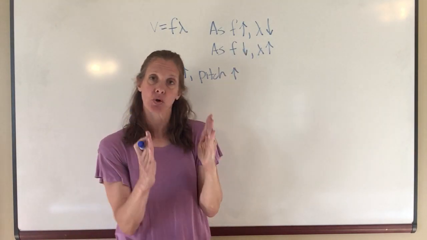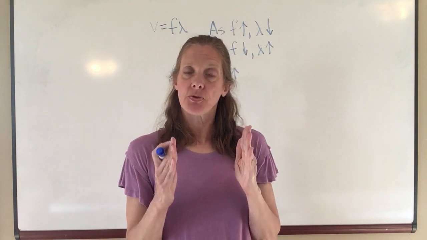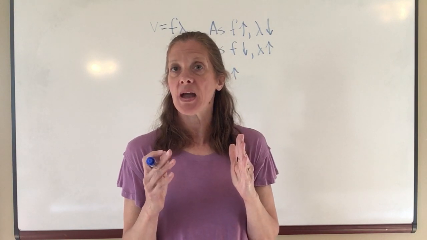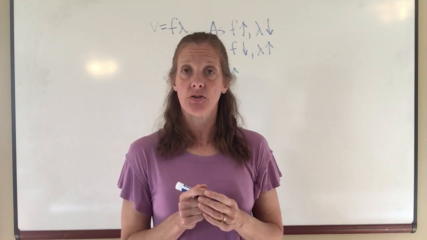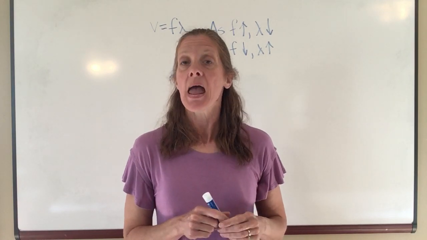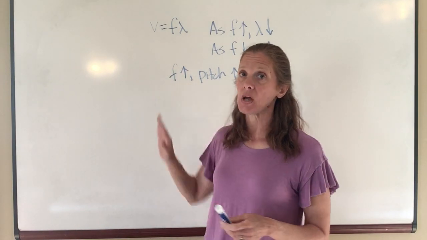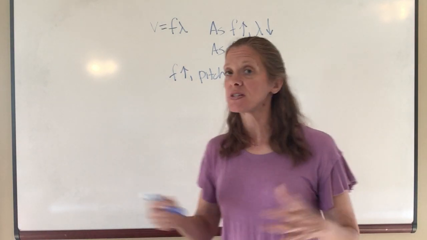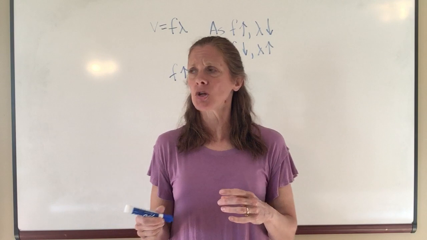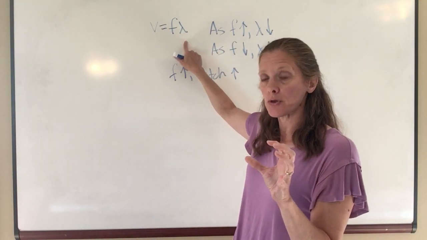So when you have a short string or a short pipe, both of those are going to indicate that you're going to have a much higher pitch in those instruments or on those particular types of strings. Once again, the reason for that is because the speed of sound is the same in the same medium. Since the speed of sound stays the same, if you alter one, the other one's going to be altered as well.